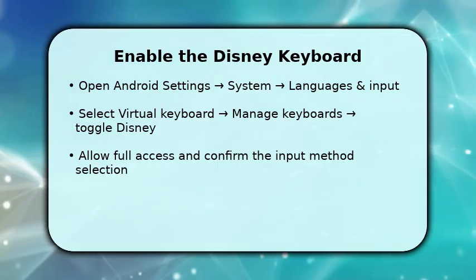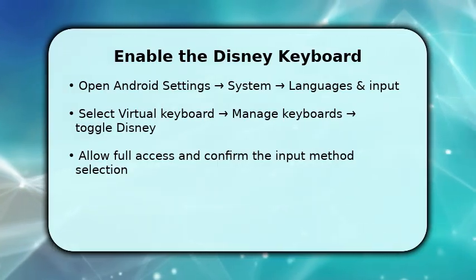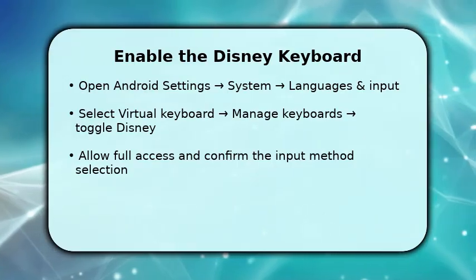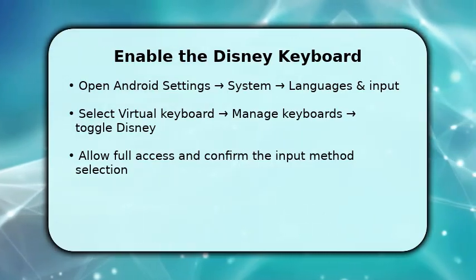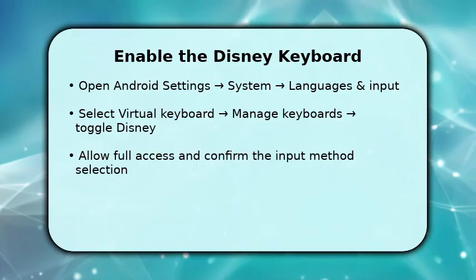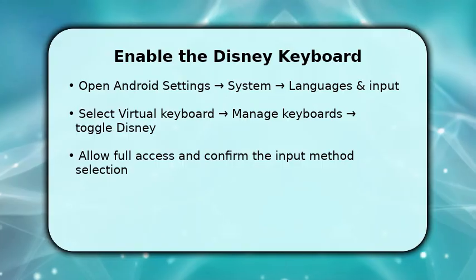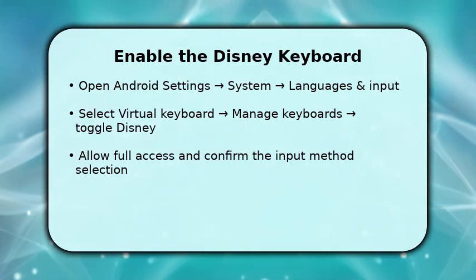Android prompts you about full access. Grant it so emojis and themes load. Next, choose Current Keyboard and switch to Disney Emoji Blitz to activate it system-wide. This step links the app's emoji assets to your input method, so you can paste stickers into messages and use themed suggestions in any chat app.